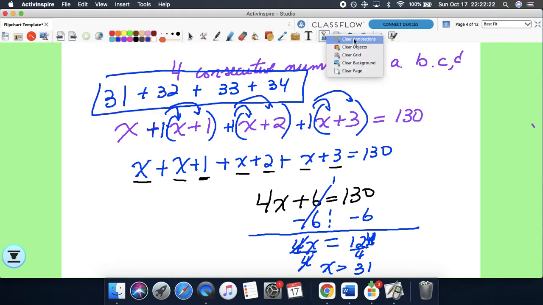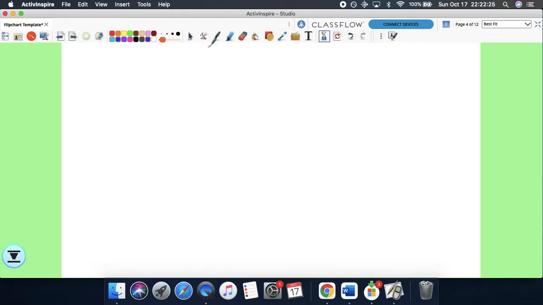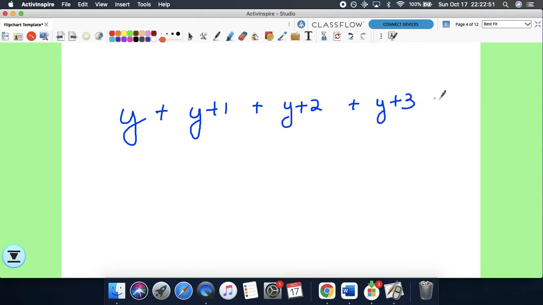Now, the second problem, it's pretty much the same. So again, we have 4 numbers, 4 consecutive numbers, but instead of equaling a positive number, they equal negative 38. So let me call this first number y, which means my second number is going to be y plus 1. My third number is going to be y plus 2. And my fourth number is going to be called y plus 3. Right? And all that equals negative 38.